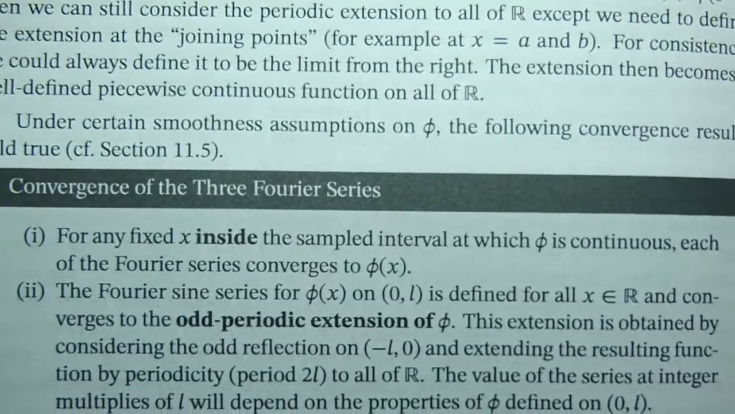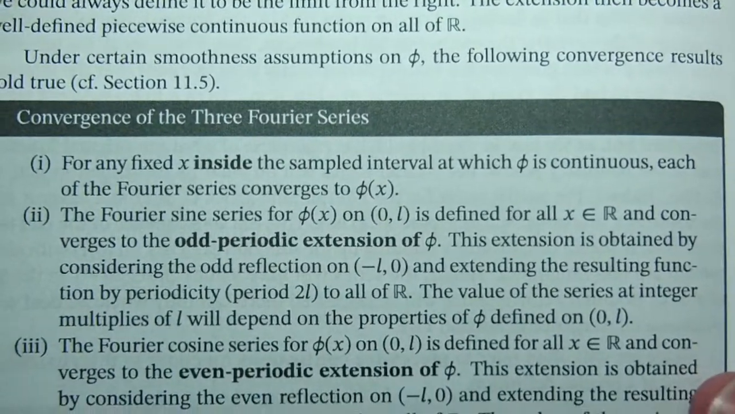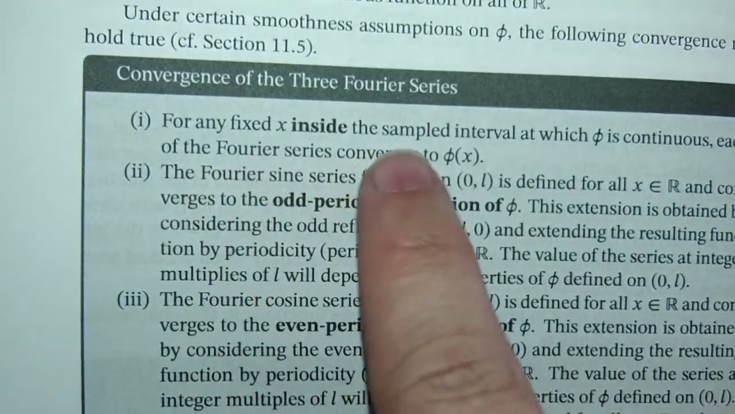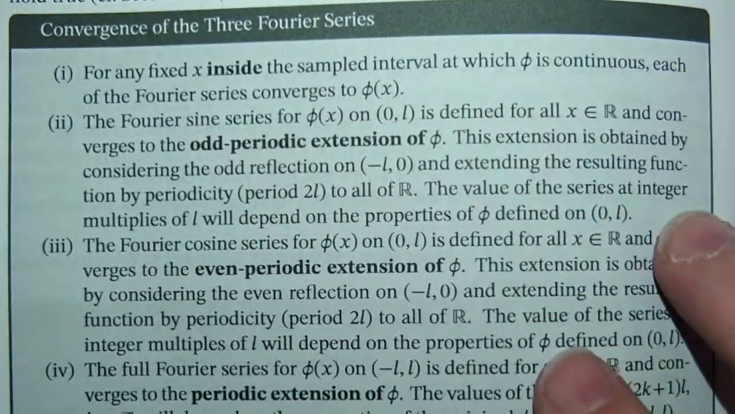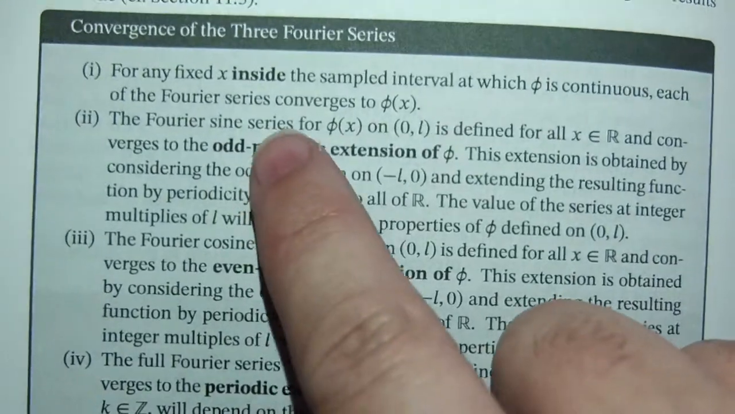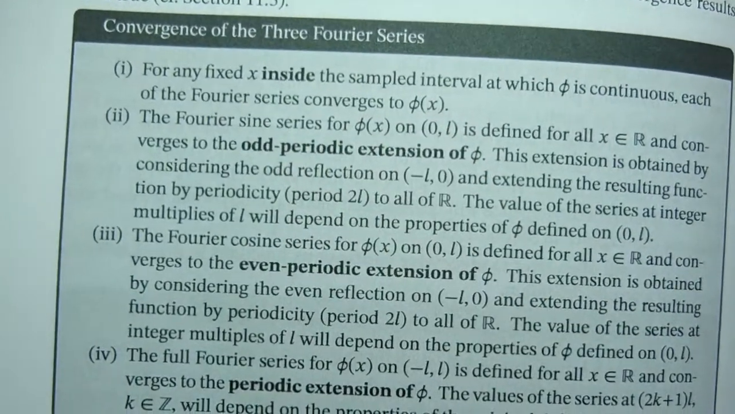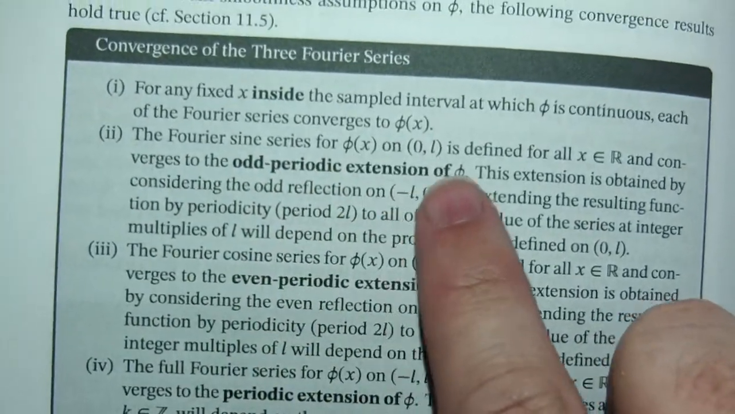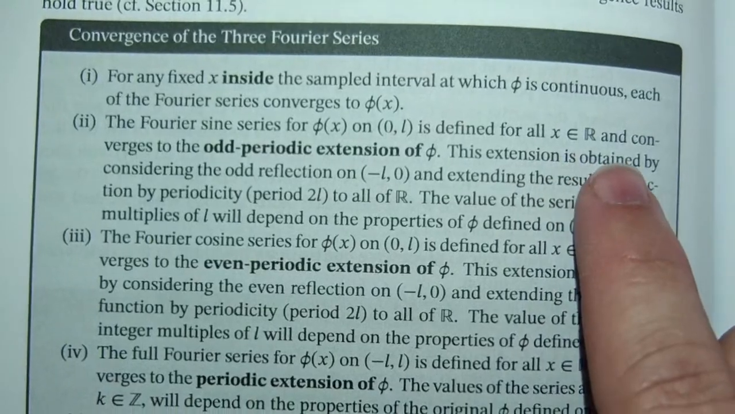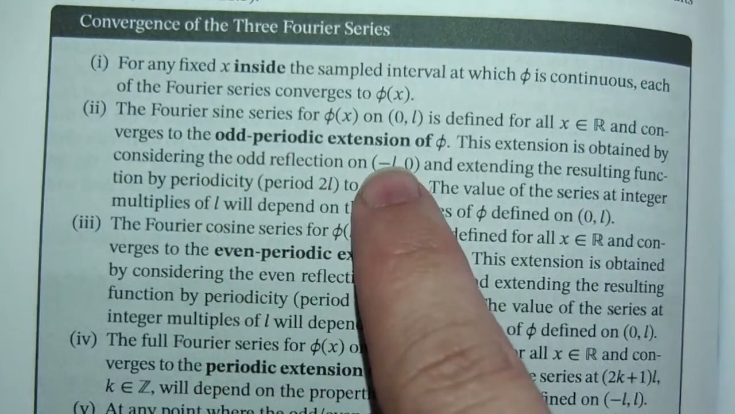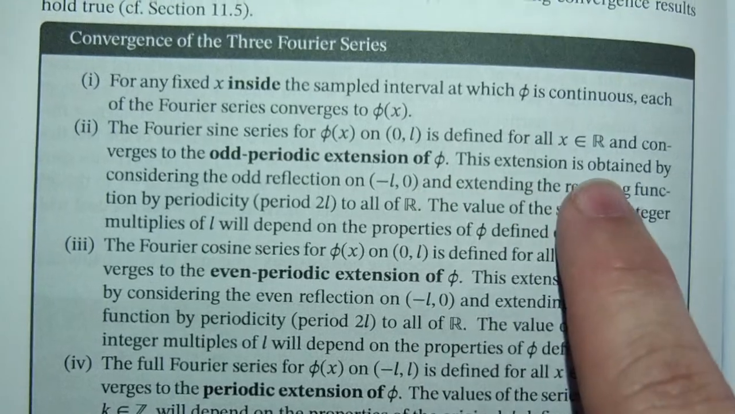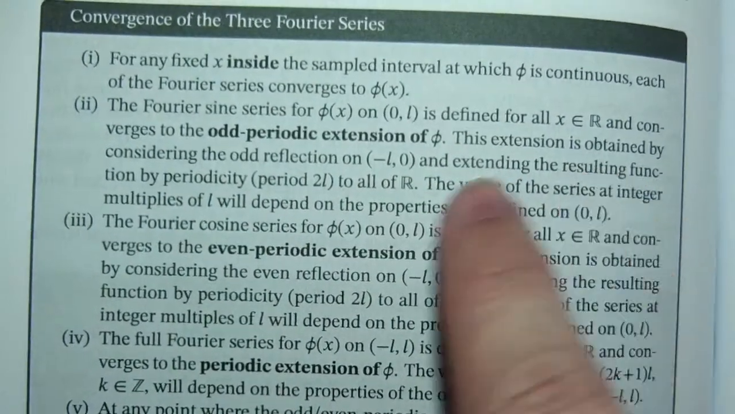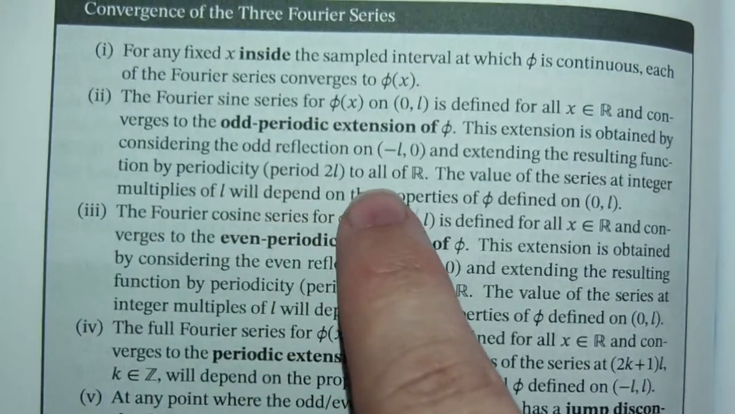Okay, so under certain smoothness assumptions on phi, the following convergence results hold true. So first, for any fixed x inside the sampled interval at which phi is continuous, each of the Fourier series converges to phi of x. This is pointwise convergence. The Fourier sine series for phi of x on 0 to L is defined for all x in R and converges to the odd periodic extension of phi. This extension is obtained by considering the odd reflection on minus L to 0, extending the resulting function by periodicity, period 2L, to all of R.